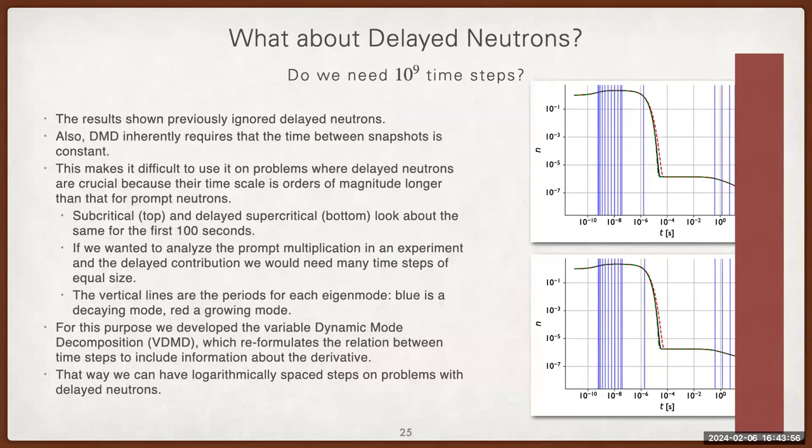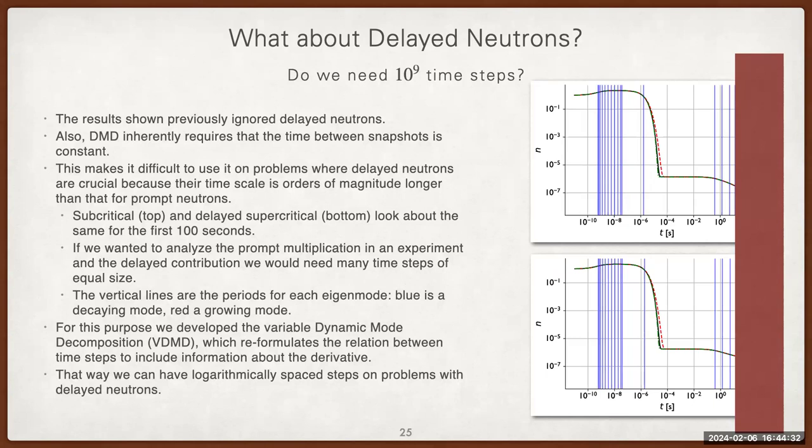Okay, so just briefly, we talked about that drag experiment at the beginning, and we said the leading neutron was important. One thing with DMD that I didn't show exactly in the equations is that it assumes that the time difference between each of those snapshots is the same. Here I'm showing two specific numbers for the neutron population as a function of time. The time here goes from less than a nanosecond up to greater than a second.